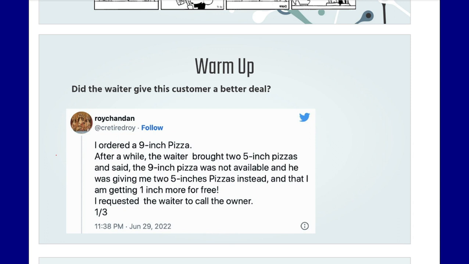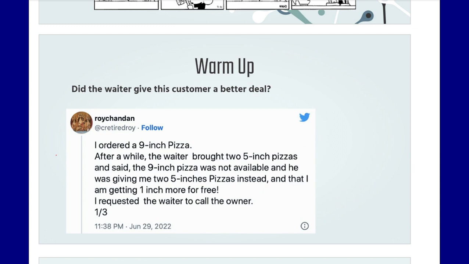So did the waiter give this customer a better deal? On the surface, it might appear like that. Two 5-inch pizzas, that's 10 inches right there, which is 1 more inch than 9. So on the surface, it looks like a better deal. But if you actually go into it, is it actually a better deal?